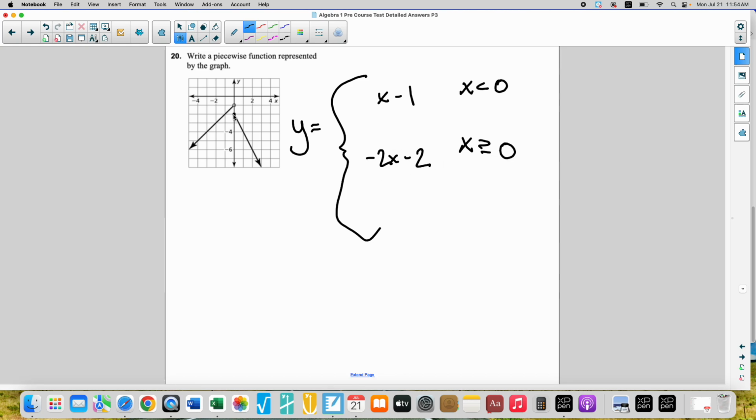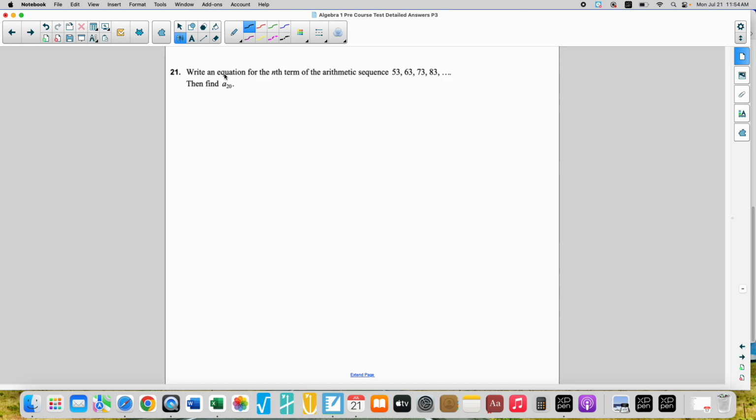So if we plug in 0, we would expect to get -2. Plug in 0, you get -2. When we plug in 1, we would expect to get -4. Plug in 1, you get -4. If you plug in -1, you would expect to get -2. So if we plug in -1, you get -2 because it's to the left of there. I like piecewise.